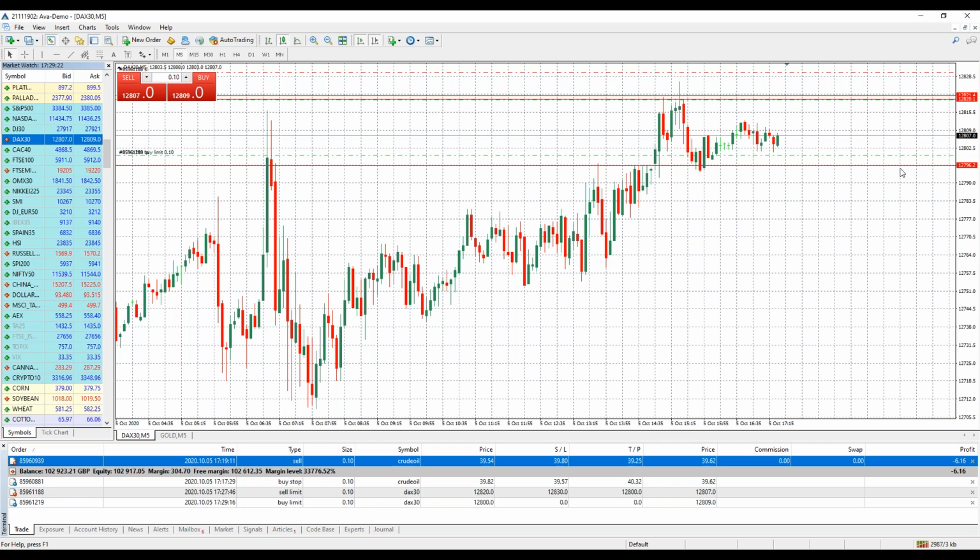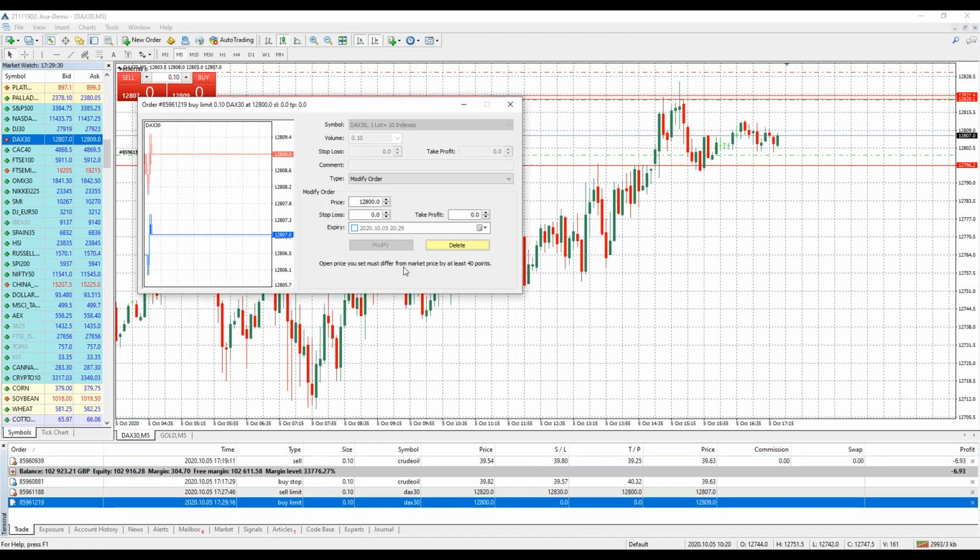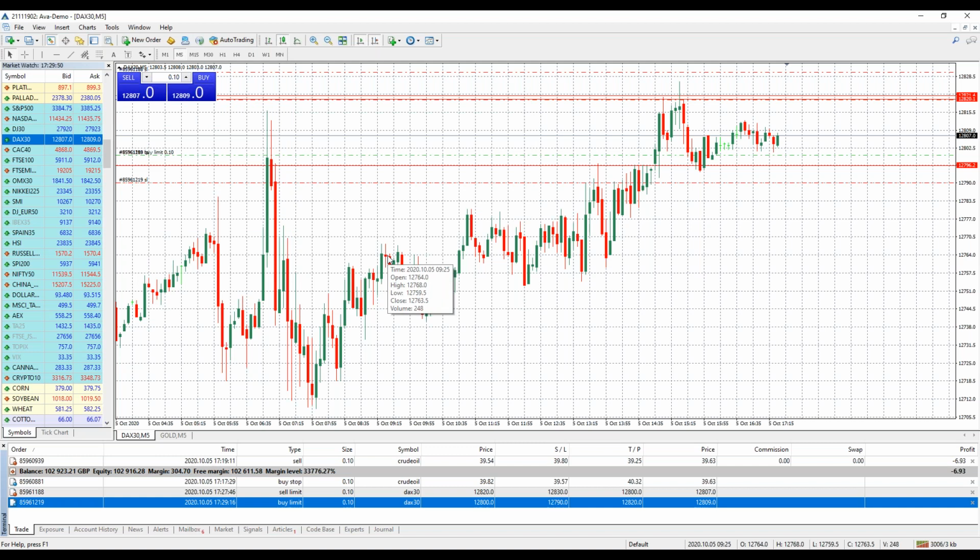So now I've sandwiched this movement in. And I could do the same risk-reward setup with the buy limit. If I'm getting in at 12,800, I'll put my stop loss at 12,790 and my take profit at 12,820. Okay, exactly the same as the other move, but in the opposite direction.